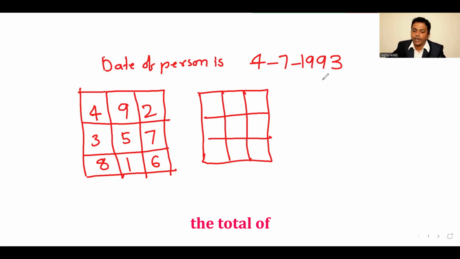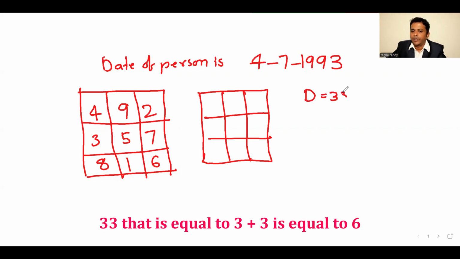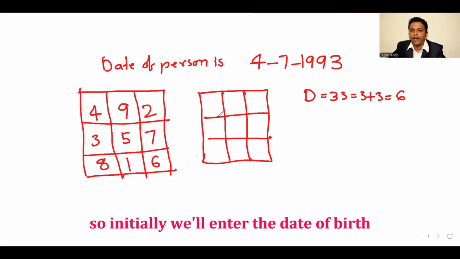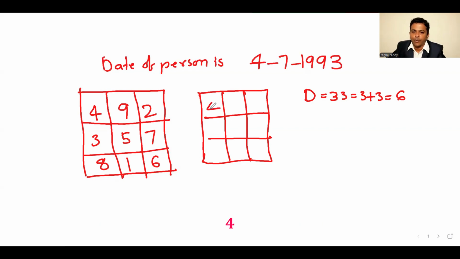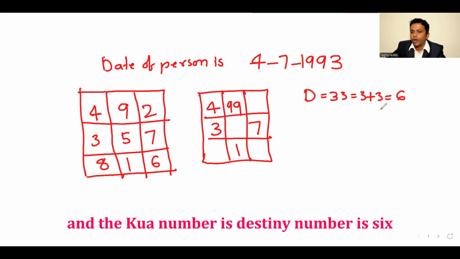The total of the date of birth is nothing but the destiny number. Destiny number is 33. That is equal to 3 plus 3 is equal to 6. So initially we'll enter the date of birth: 4, 7, 1, 9, 9, 3. And the destiny number is 6.